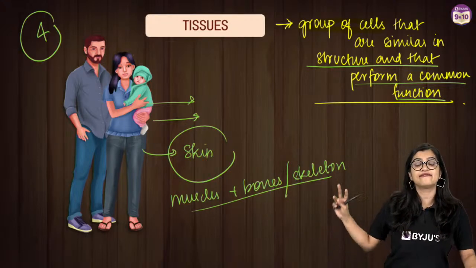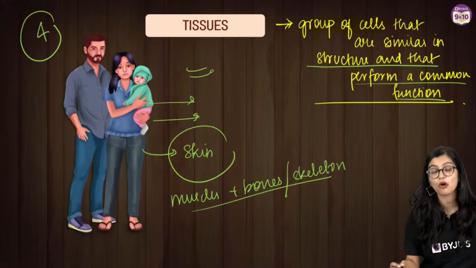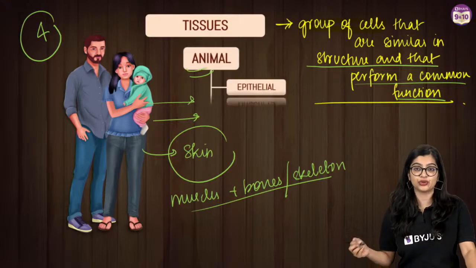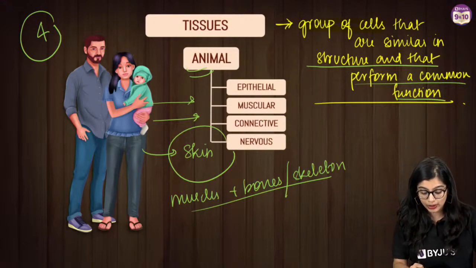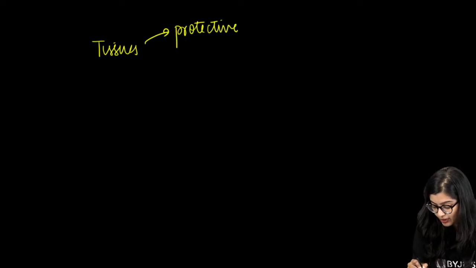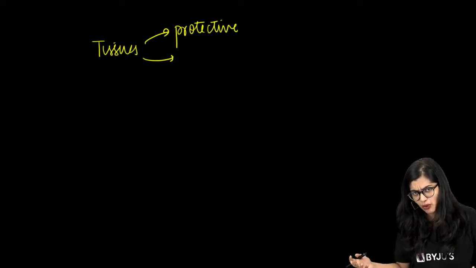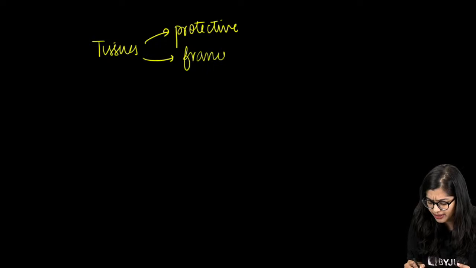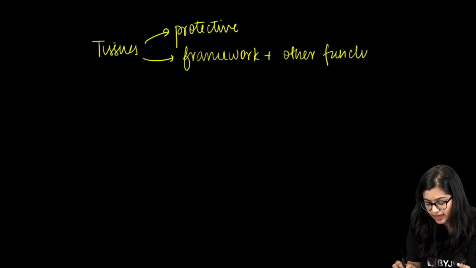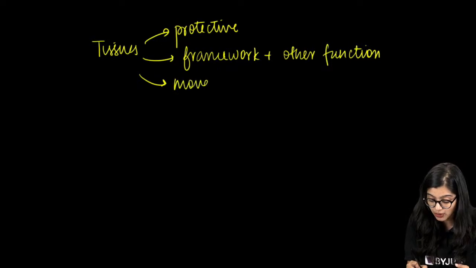Now you understand that various things that are there within your body, they are made up of tissues. And each kind of tissue carries out a specific function. So in this case, what do we understand? We understand that there are certain tissues which are protective in nature. We understand that there are certain tissues which probably provide a certain framework, right? So I'll write framework here, right? And plus maybe some other functions that they carry out, right? Now, along with this, we also see that there are certain tissues in our body which allow movement.